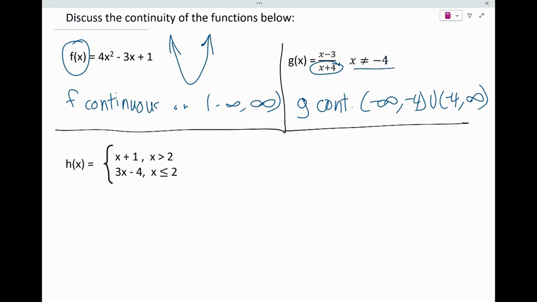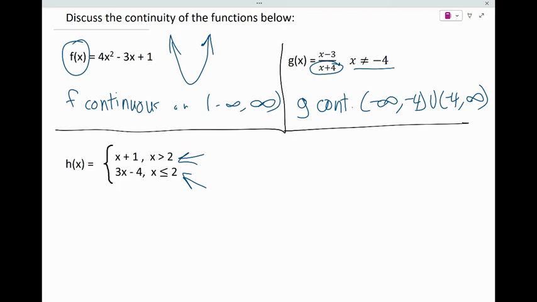Okay. Now, h of x is another type of function that you may or may not have familiarity with. You certainly may not be as comfortable with this. But if you look at h of x, it's a piecewise defined function. It has one rule when x is less than 2 and a different rule when x is greater than or equal to 2. Now, in this case, we have two lines. We're going to follow the line x plus 1 for all the x's greater than 2, and we're going to follow 3x minus 4 for all the x's less than or equal to 2.